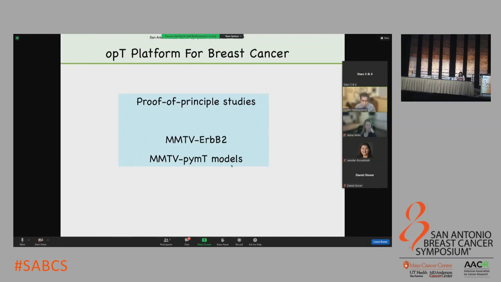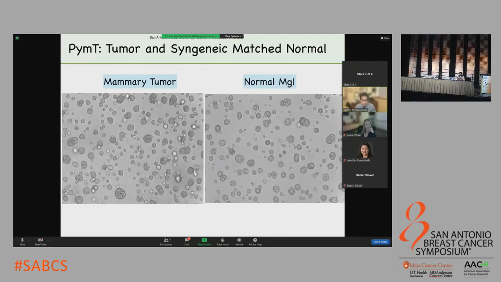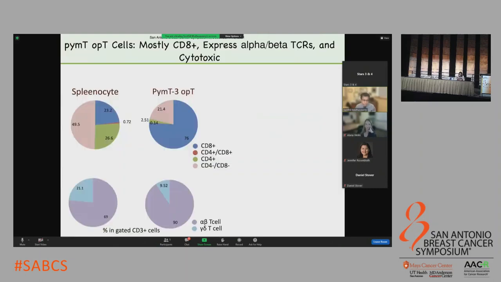And we used 2 models. One is to model ERBB2 positive breast cancer, or HER2 positive. Another one is to model a luminal type of cancer, which is polyomavirus middle T oncogene-driven cancer. So we generated mammary tumor-derived organoids and matched syngeneic normal mammary epithelial-derived organoid cultures. And we did the co-culture with T cells derived from the splenocytes of these same mice.